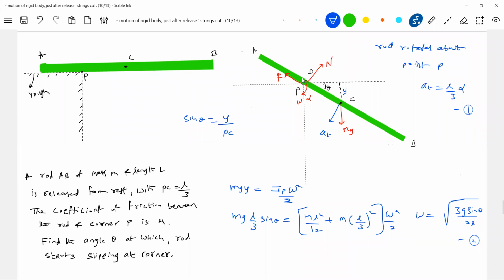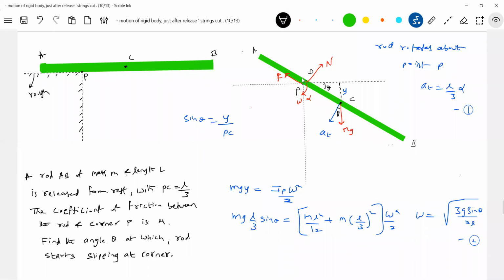Then who will provide centripetal force? I'll assume friction downward. I think it's very easy. If you assume friction downward, then what can F be? This is theta, and this is theta, no? This angle is theta.